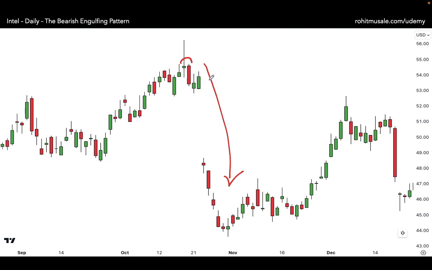Either you take a short position if you like to trade on the bearish side, or if you are already long, then you have to take some chips off the table. So that's the bearish engulfing pattern for you. Remember the conditions that I mentioned.